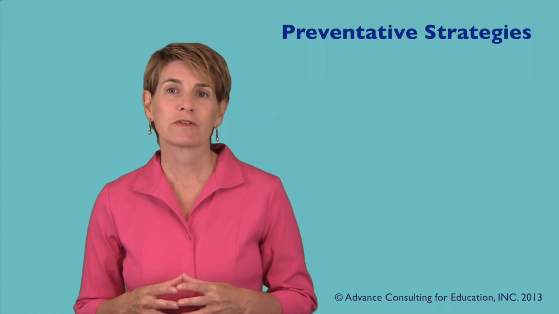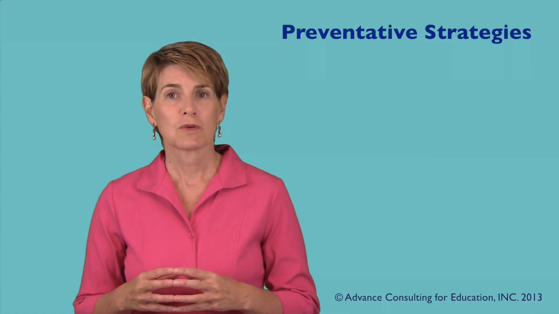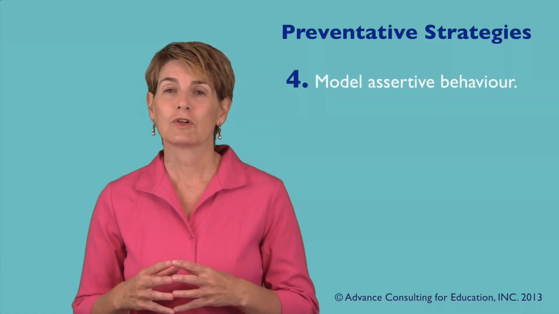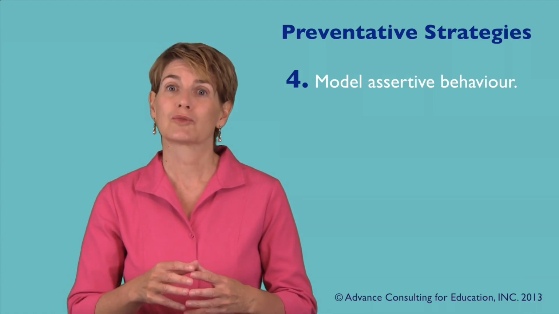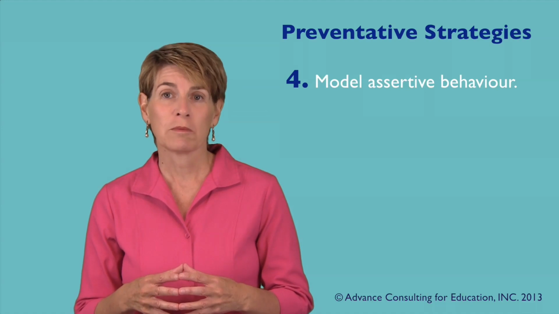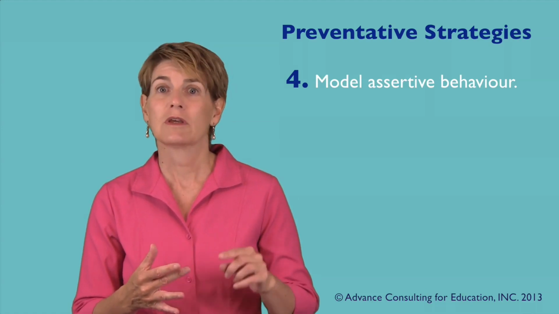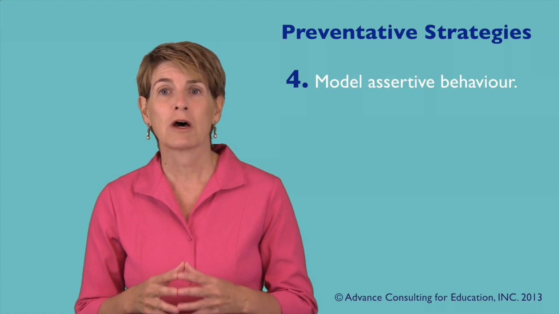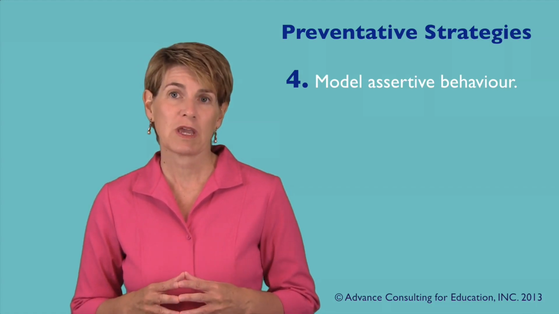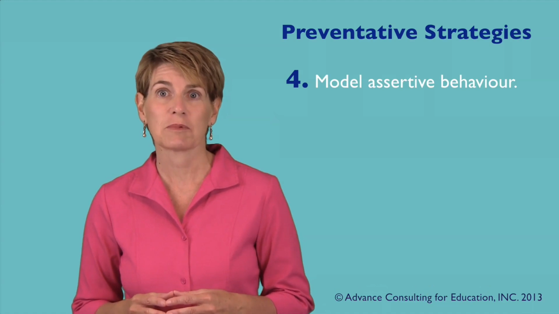Next, you want to serve as a model to your students. So you want to model assertiveness, which is being very direct and very confident, but not trying to get control. And you don't want to model things like passiveness and passive aggressiveness and aggressiveness. So be a model for your students about what types of behaviors are acceptable and not acceptable in your classroom.